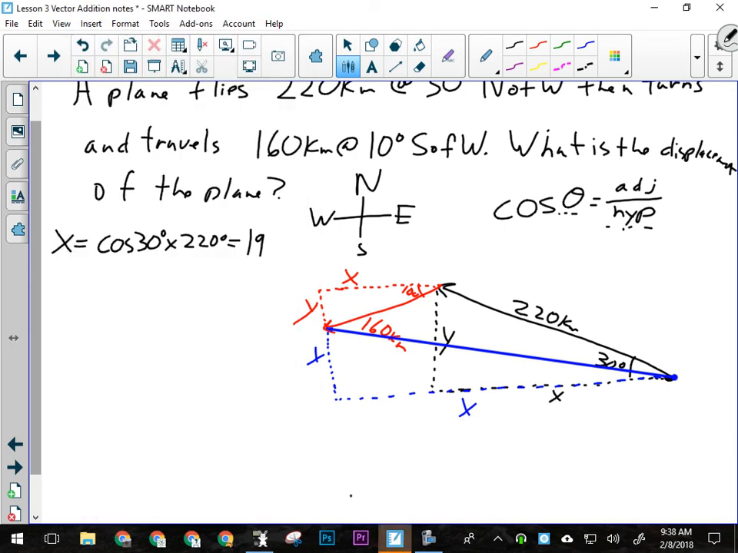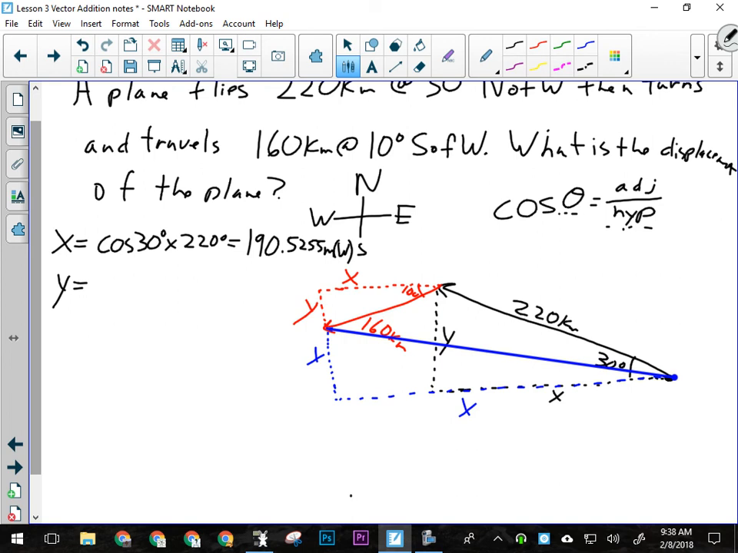I forget, 190. And that's west. I always write which way it is as well, so I remember for later. So what trig function will I use to get y? Yeah, I can use sine, or basically I could use any function.